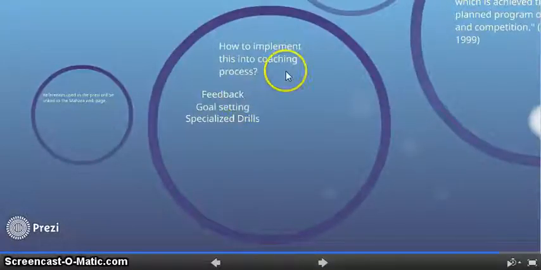Right here you can see how to implement this into the coaching process. First, you can give them feedback from their drives to the basket and the open shots created, and set them goals and specialized drills in practice. For example, if I was to coach the Bulls, I would say that they have to drive to the basket 4 or 5 times within a quarter, just to increase the number of times they drive to the basket.